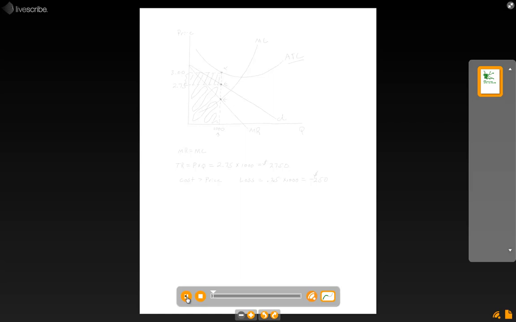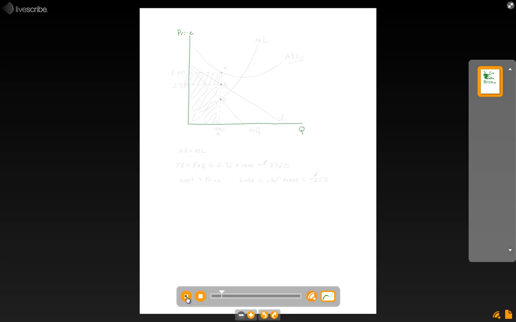In this case, we're going to go in and look at a monopoly and see, given its cost structure, whether it is making a profit or a loss, and how much the monopoly will actually produce.